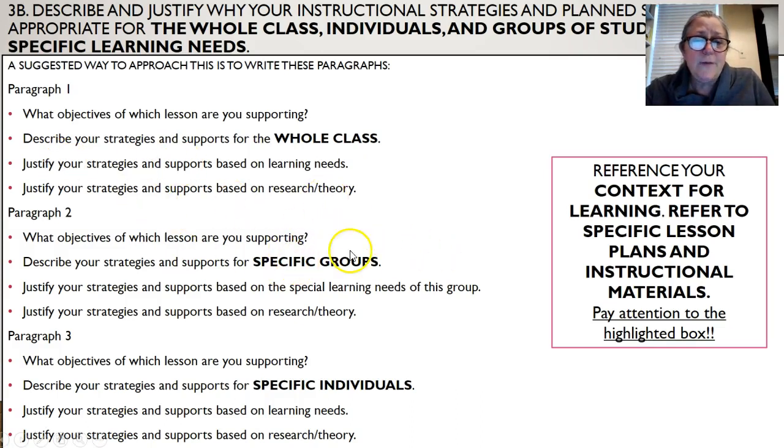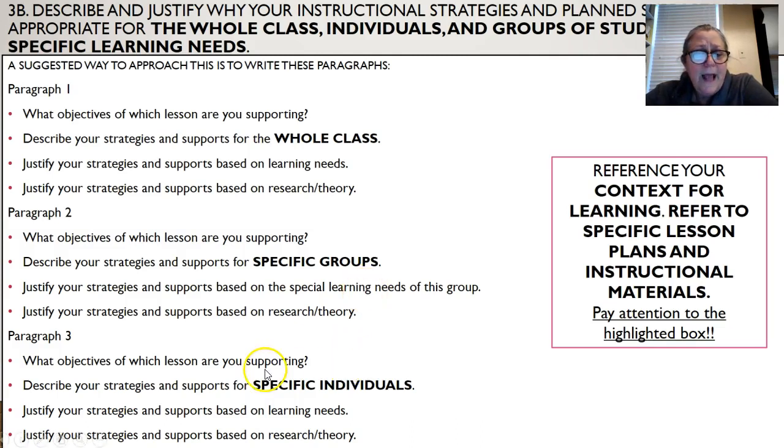Now do the same thing with specific groups. Let's say you've got a group in your class that's really advanced and learns a whole lot more quickly than everybody else. Did you plan something special for those groups? Do you have a strategy or support for them? What are you going to do when those students finish their work early? Can they go to a center? Or what about your students who are really struggling? Do you have an instructional aide that's coming in, or is that person going to be paired with a stronger learner?